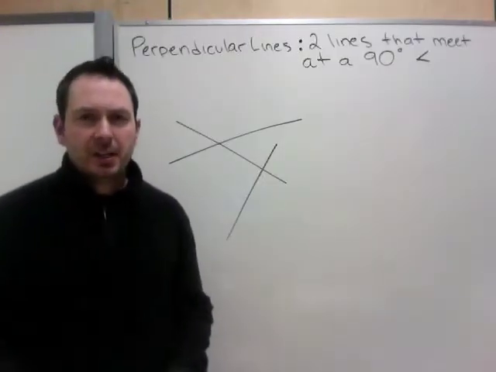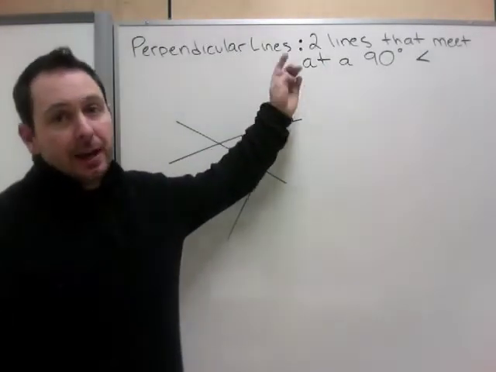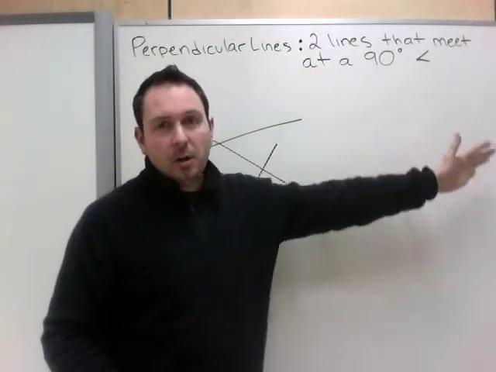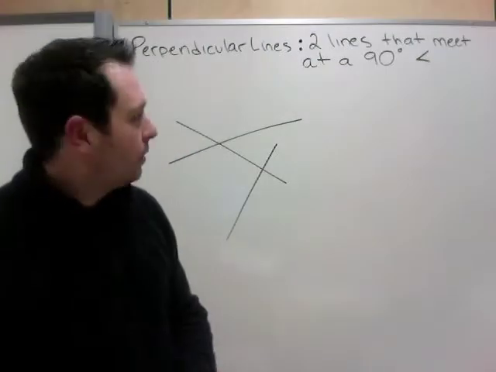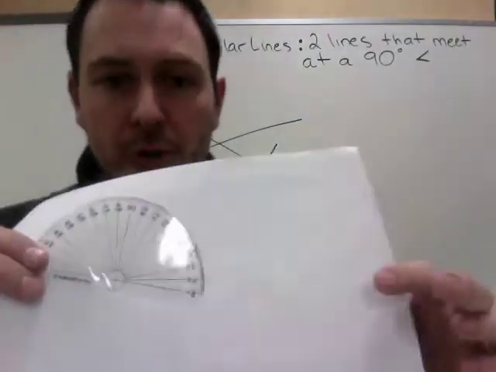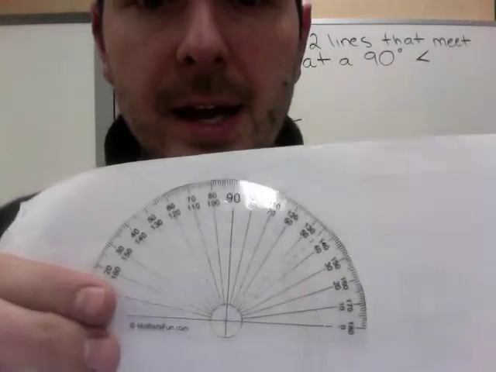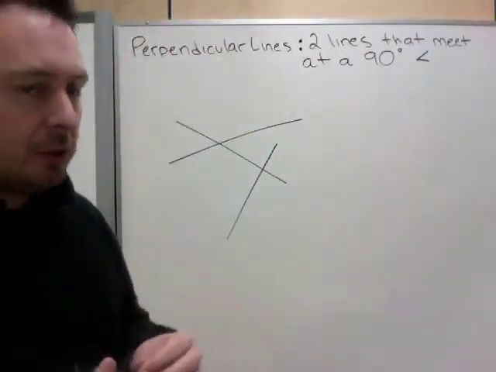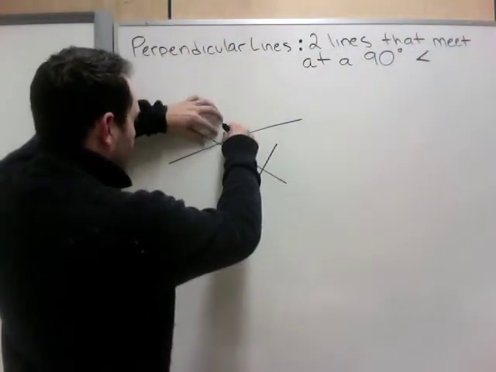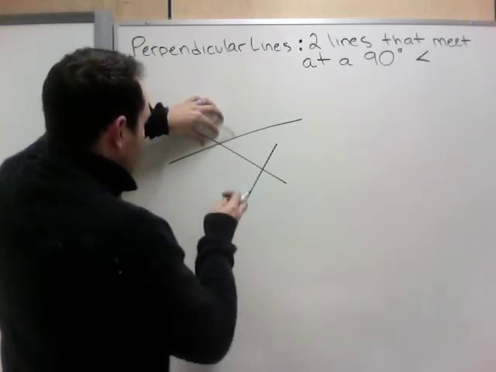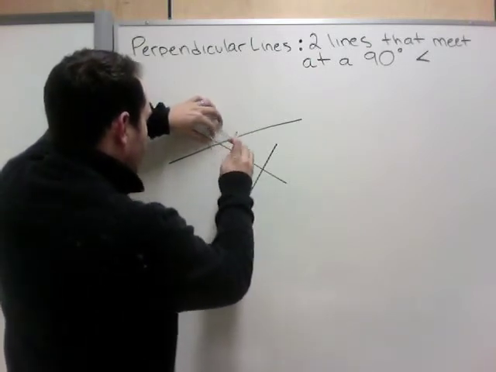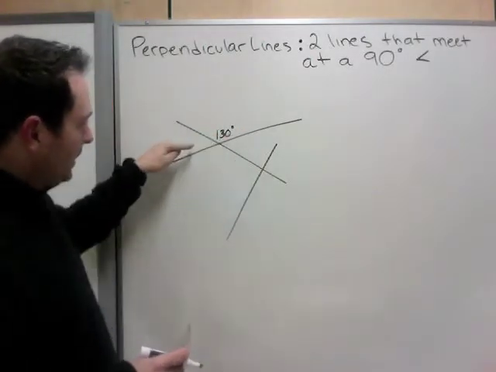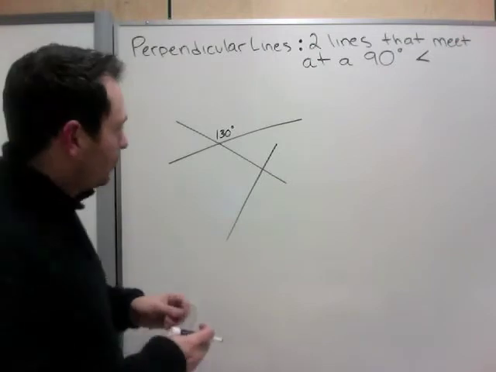Our second learning intention today was to look at perpendicular lines. First we need to know what that means. Two lines that meet at a 90-degree angle are perpendicular. So what I have here is my protractor, and I'm going to use this to measure and find a 90-degree angle. Previously we've learned how to use these. So wherever my lines meet, I'm going to measure my angles. This angle is a 130-degree angle.